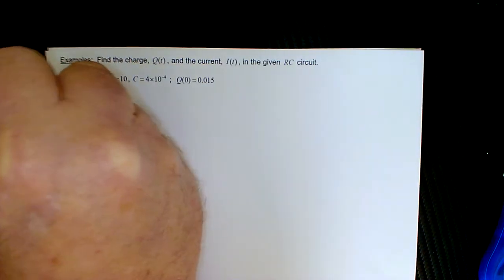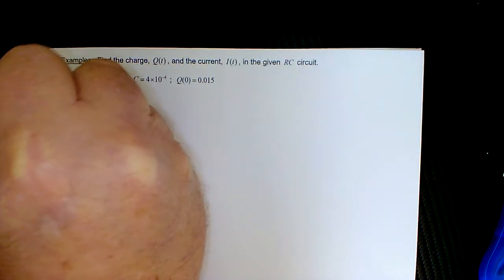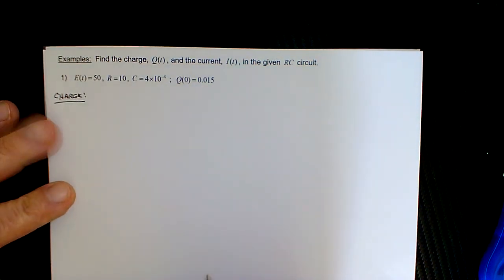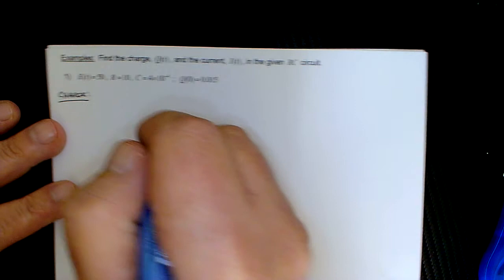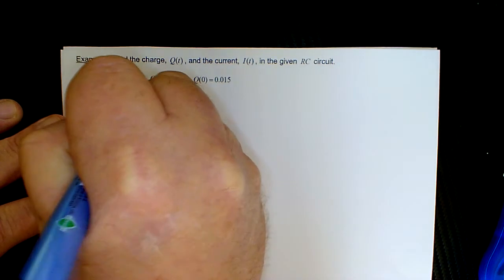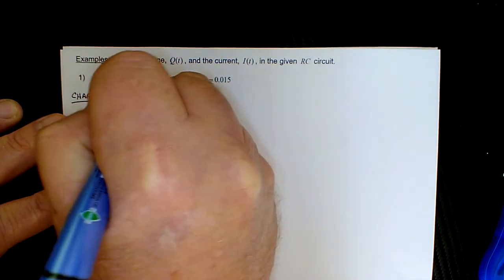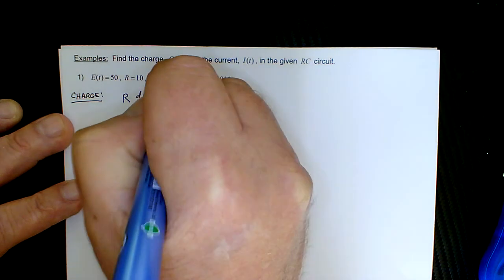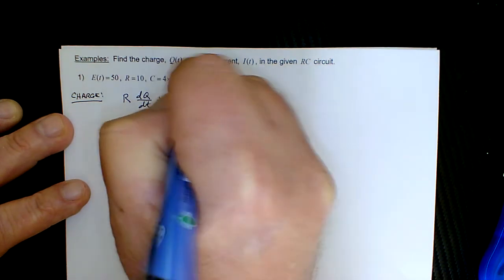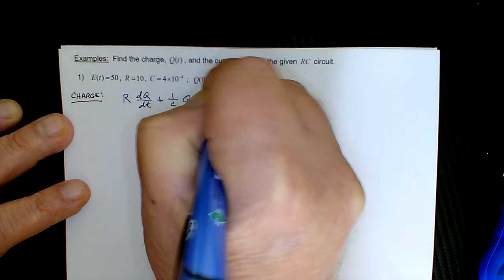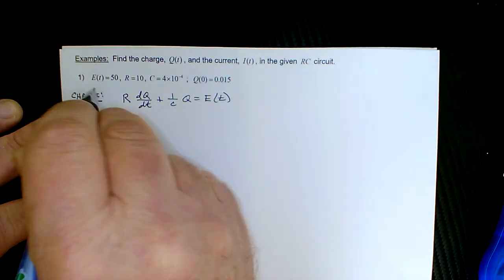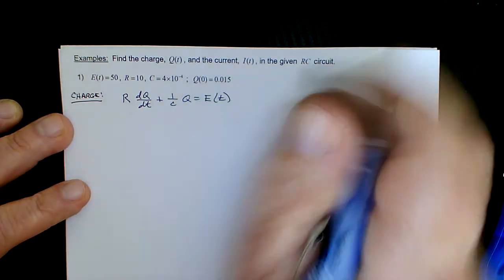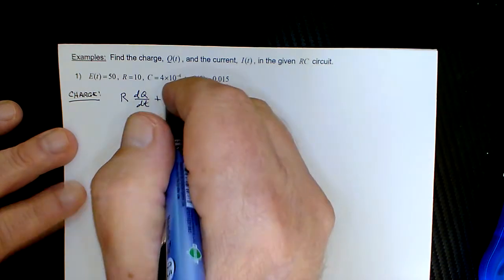First, for the charge, okay, we always start with just our basic equation. This is on your cheat sheet for the exam. R dq dt plus 1 over c times q is equal to E of t. You can see everything's given. It's basically just an initial value problem.